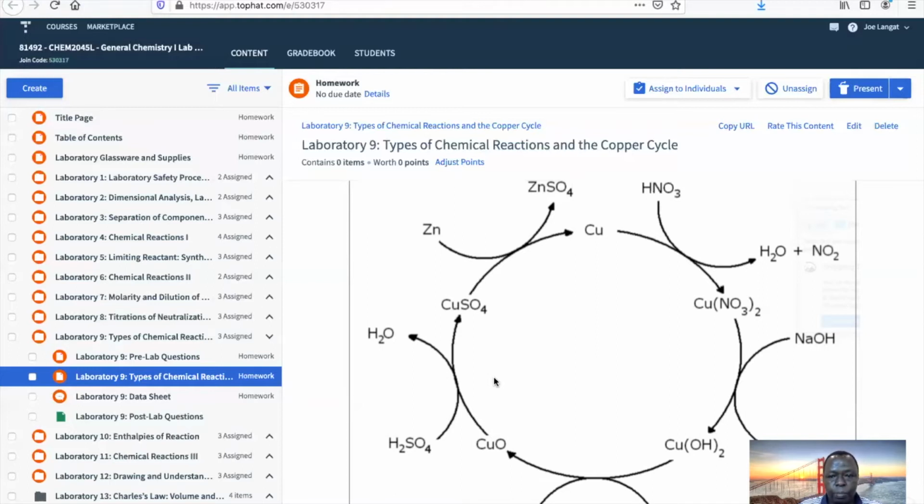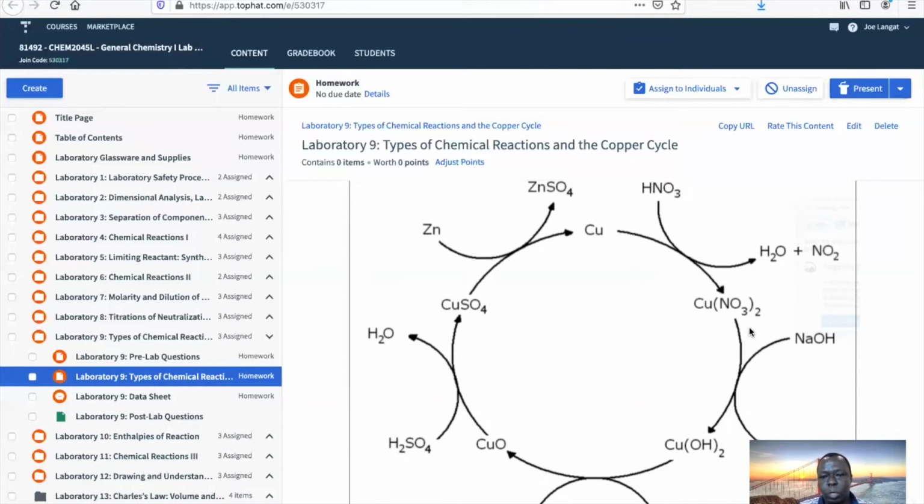For example, this could be solid, liquid, gas, all right, or aqueous. Aqueous means dissolved in H2O. So looking at this cycle right here, it will not give you a complete picture of the status or the physical state.